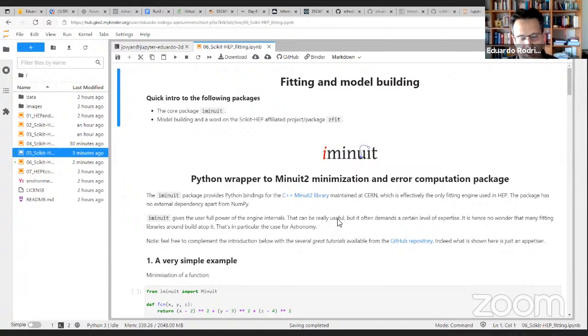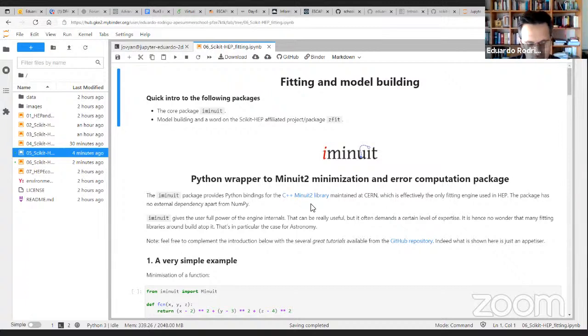It's not a simple package, but start simple before I go to complex model building. So iMinuit is the Python wrapper to the C++ Minuit2 library that has existed since the 70s, I think. It's a library from CERN written in C++. So this is effectively the library that everybody uses, starting as a PhD student. Anytime you have to do any kind of fitting, you're going to use Minuit.